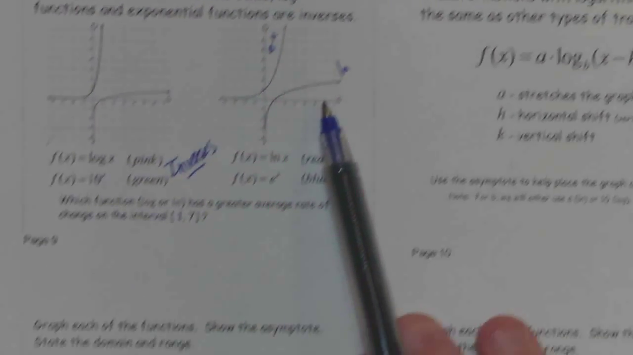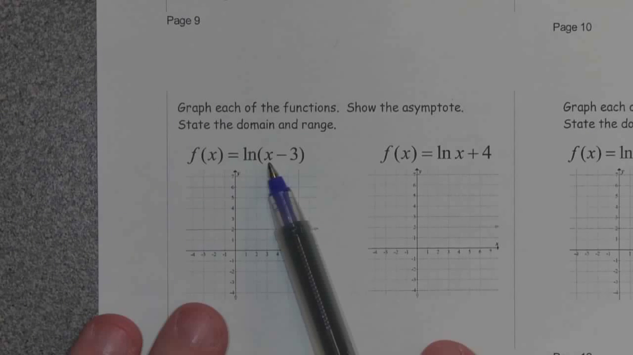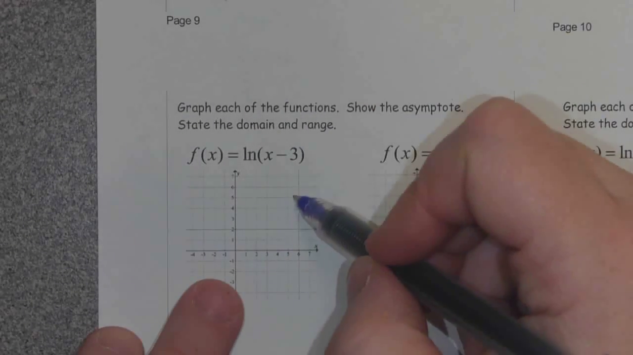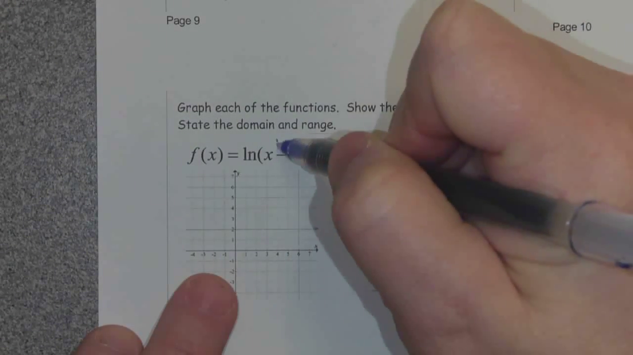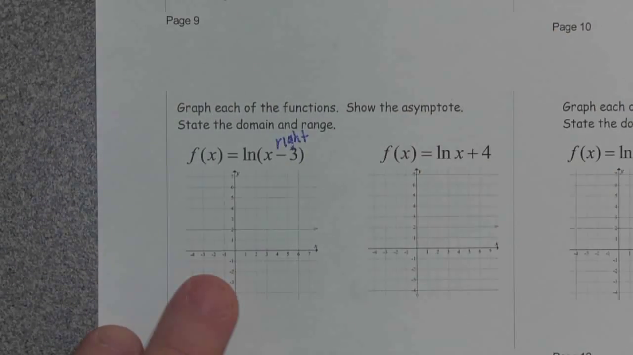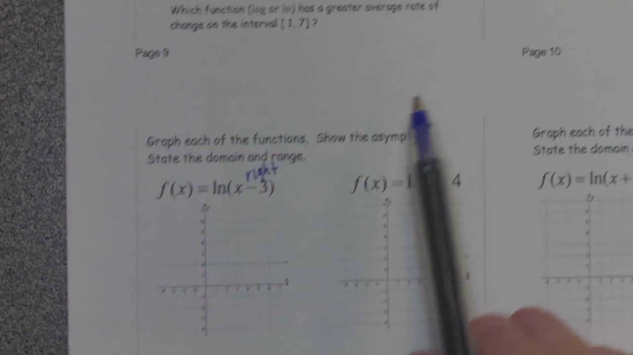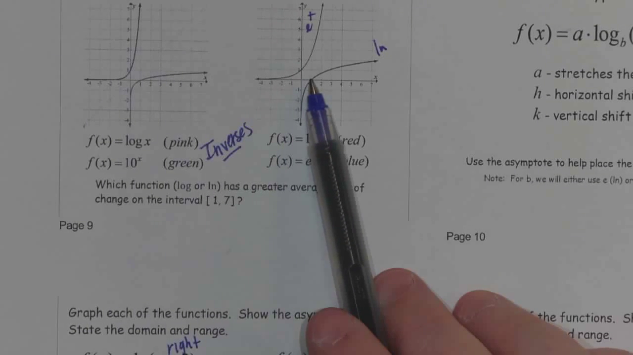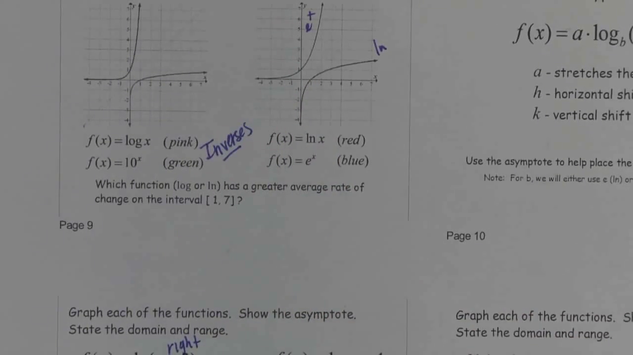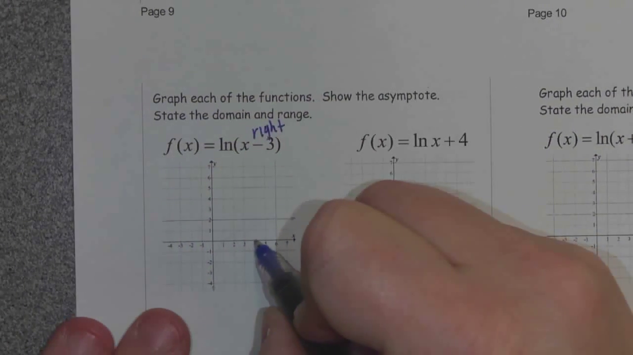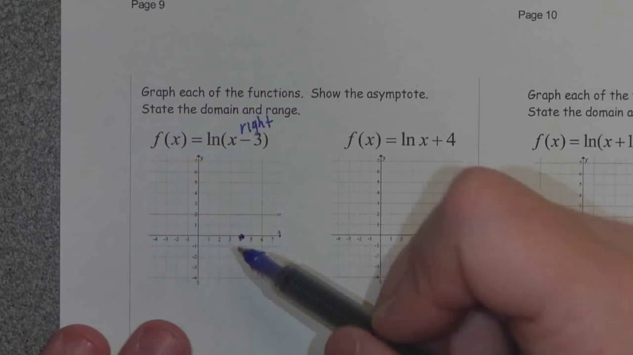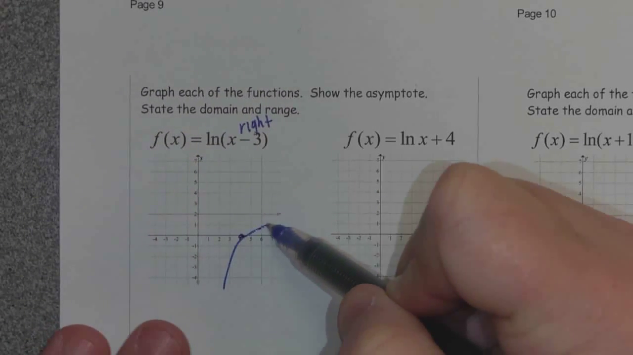If I use my natural log graph right here, what's this graph asking me to do to it? It's attached to the x inside with subtraction. So left or right? That would be moving that natural log graph to the right 3. So instead of crossing the x-axis at 1, where's it going to cross the x-axis at? Over at 4, right? And then you're just going to regraph that same kind of graph that it was.